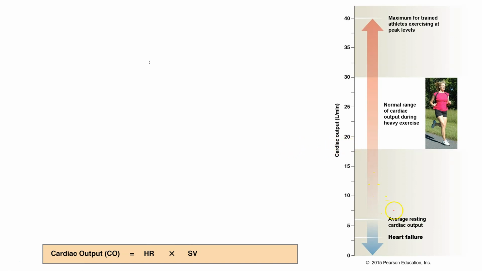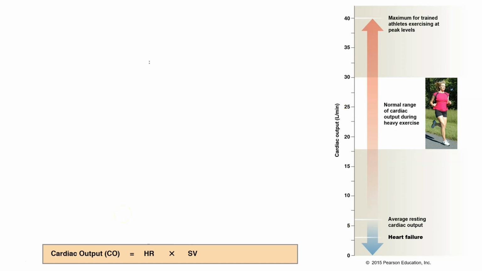You can see at rest, the heart ejects about 5 to 6 liters of blood every minute, and that gets quadrupled when you go on a run and have heavy exercise. So the heart will actually push out between 17 and 30 liters per minute. That's a huge jump, and that's important because there just needs to be more blood circulating through the cardiovascular system so that oxygen can be delivered to the muscles and CO2 can be removed from the muscles.